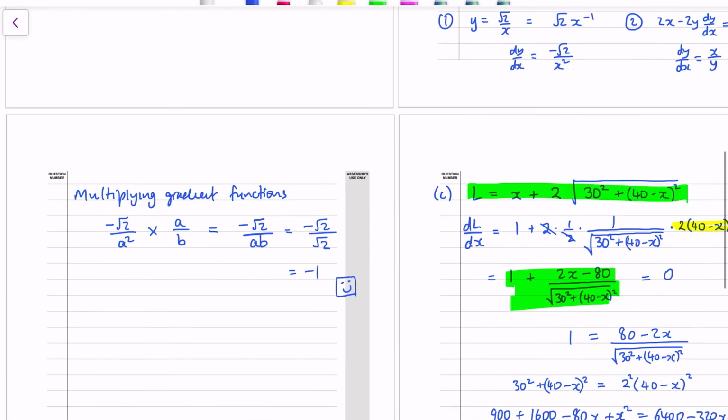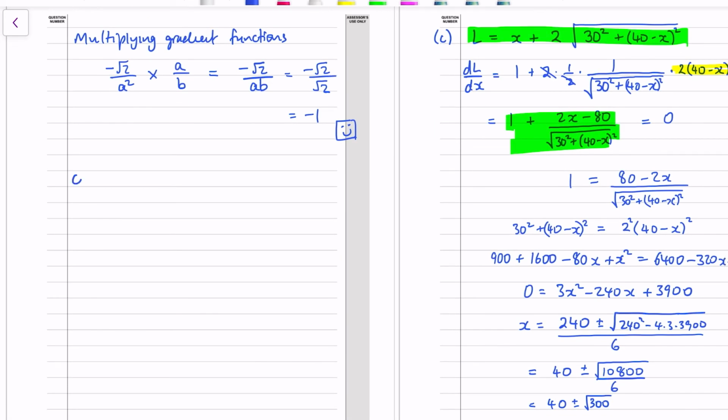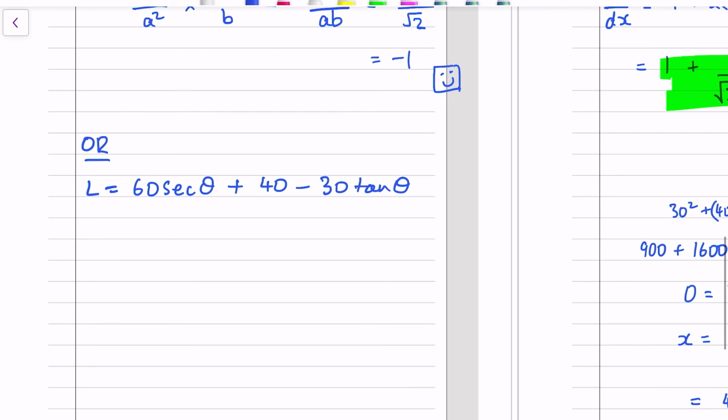60 sec theta plus 40 minus 30 tan theta. Okay, so the function itself took a little bit more thinking to build it up. The differentiation is going to be a lot tidier. Sec theta differentiates to sec tan, so 60 sec theta tan theta, 40 disappears, and 30 tan theta differentiates to 30 sec squared theta, and that equals 0.